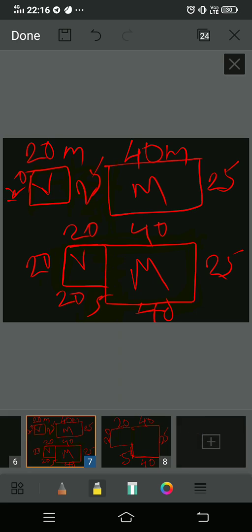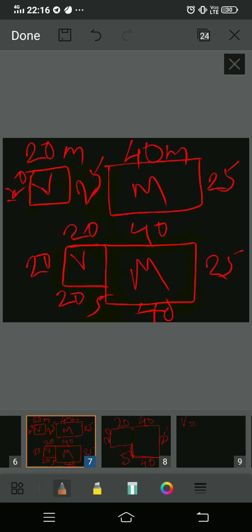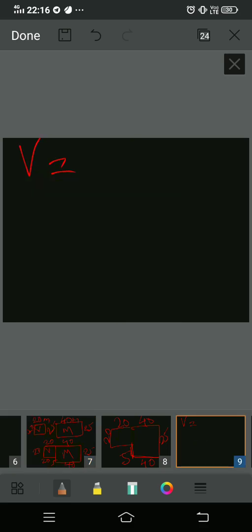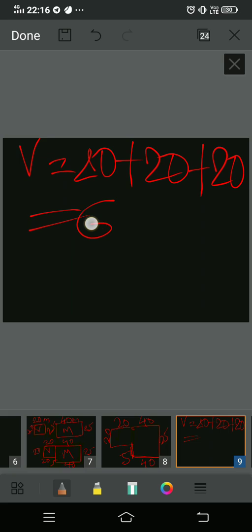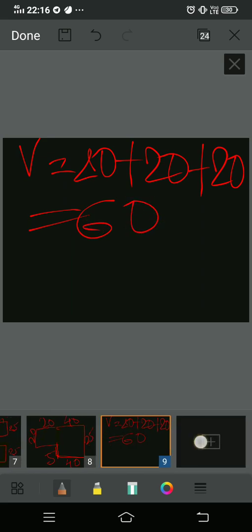Okay, children, so let's add individually. Okay, you will understand, I'm writing just Veena. For Veena, you see here, children, we need to consider only three sides, 20 plus 20 plus 20, right, and what we will get, 20 plus 20 plus 20, we get 60, right.